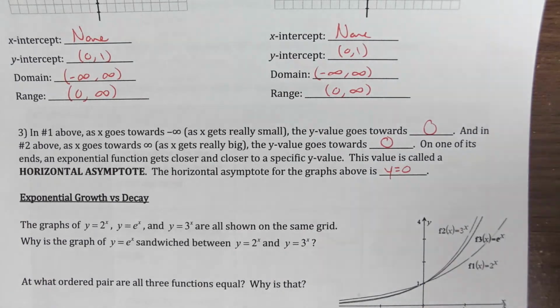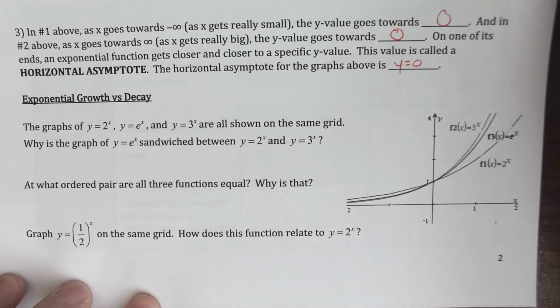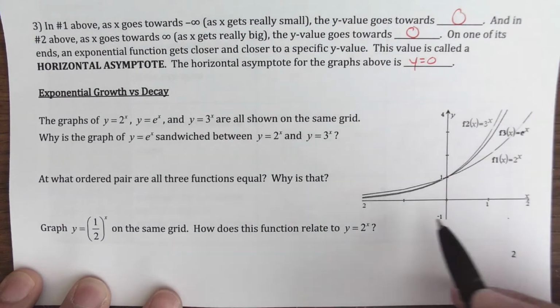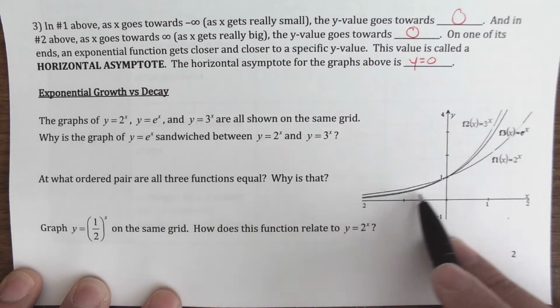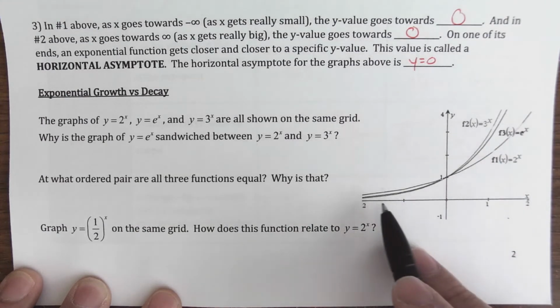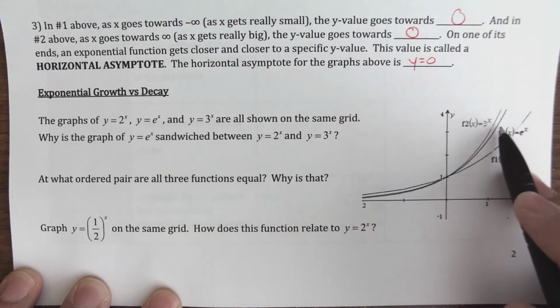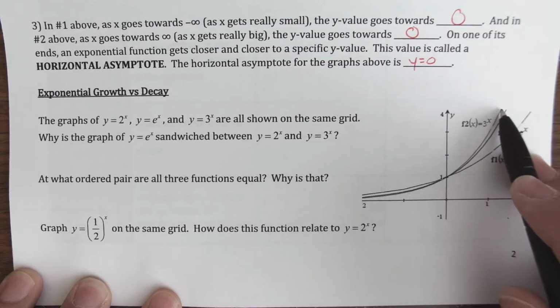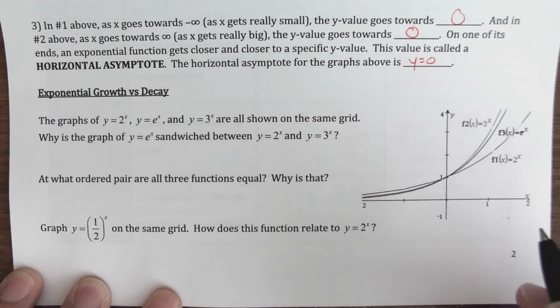Last thing I want to talk about is exponential growth and decay and also the number e. So take a look at the graph to the right. We have the graphs y equals 2 to the x, so that's this one here. y equals e to the x, so that's this one in the middle. And y equals 3 to the x, that's this one on the left. So then we're asking, why is the graph of y equals e to the x sandwiched between y equals 2 to the x and y equals 3 to the x?